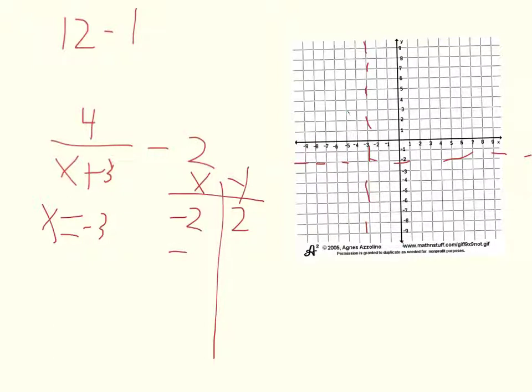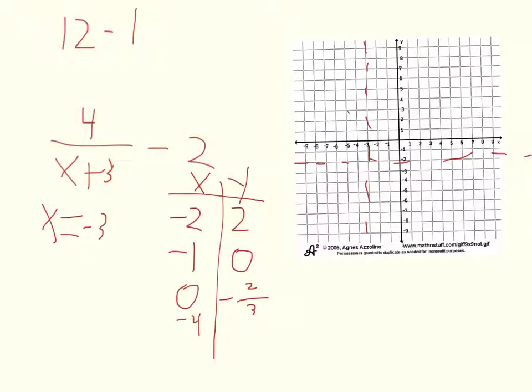Now we're going to do negative 1. Negative 1 plus 3 is 2. 4 over 2 is 2. Minus 2 is 0. Then 0 plus 3 equals 3, and 4 over 3 is 1 and 1/3. And then we subtract 2, so that would be negative 2/3. And then we move on to negative 4 and all that.